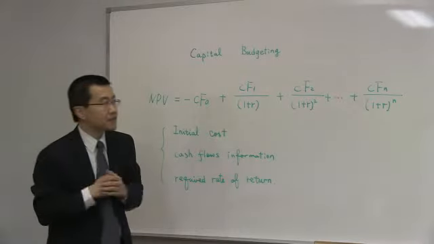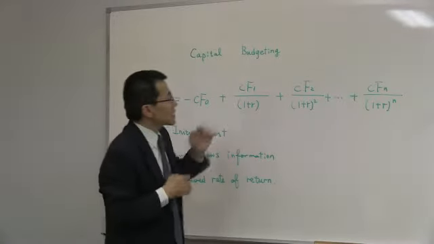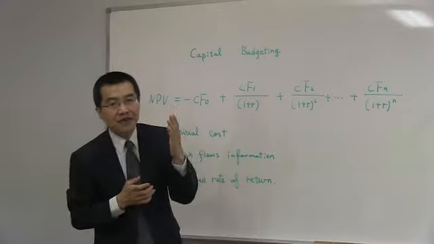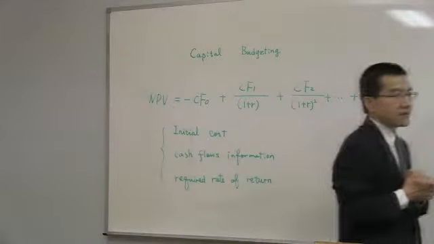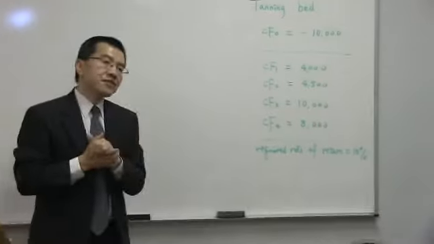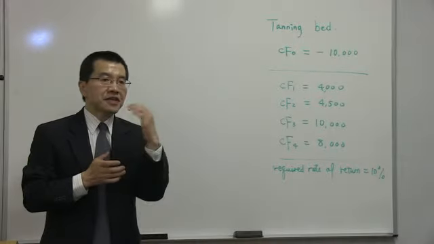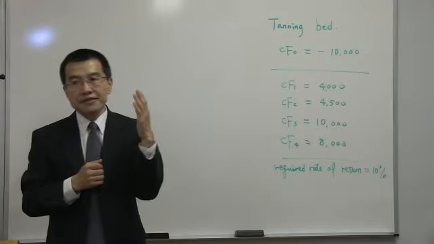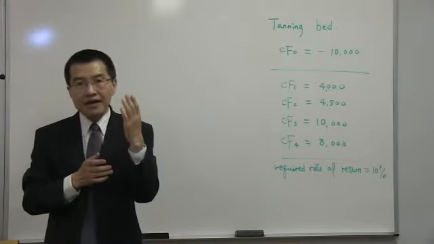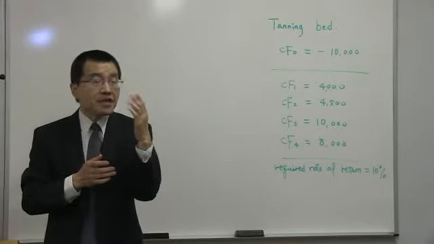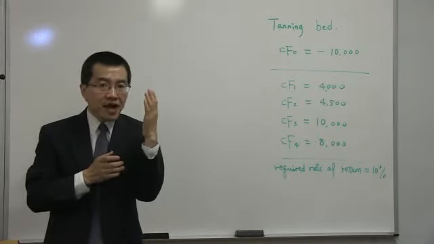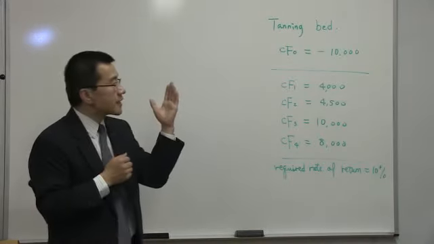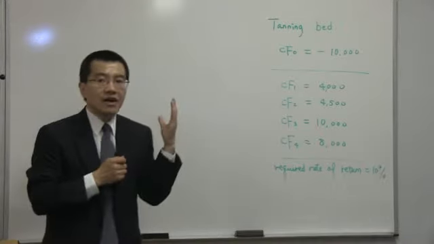And to show you how to use your financial calculator to do capital budgeting, here we have one example. Suppose you usually go to the fitness center, and the fitness center is considering buying a new tanning bed. To buy this tanning bed, they need to have the initial cost. They need to purchase this tanning bed, which costs $10,000.